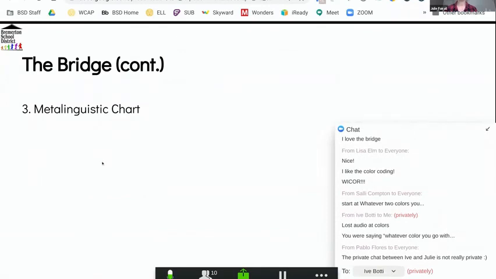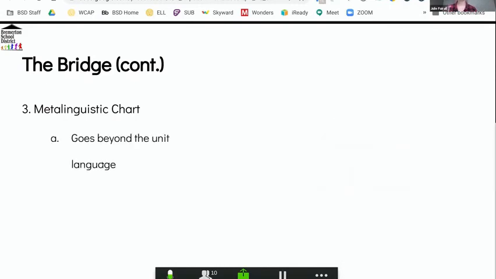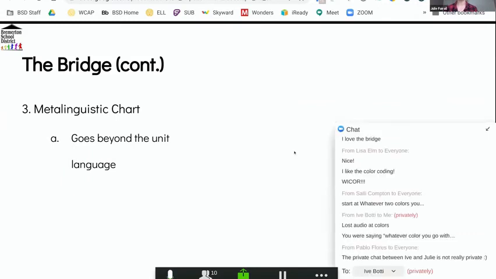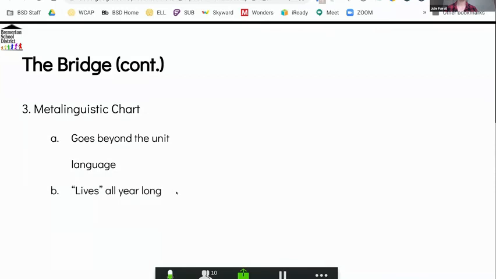But then once you dive into the meta-linguistic skills that you want to focus on, that's where it transfers to a new chart. And so this goes beyond just the unit language, what I was just saying. This is where you're going to start to get other examples from students. And then this chart also is what lives all year long.